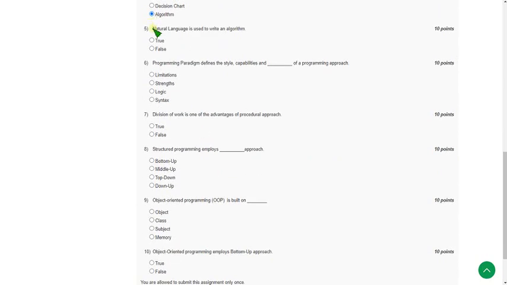And for the fifth one, natural language is used to write an algorithm. So the answer for the fifth question is true. And moving on to the sixth question, programming paradigm defines the style, capabilities and dash of a programming approach. The answer for the sixth question is the first option, that is limitations.